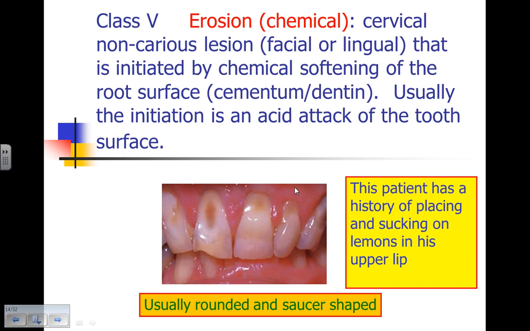A chemical erosive lesion is typically noted as being saucer-shaped and rounded, as we can see in the clinical picture that's being portrayed here of the maxillary anterior teeth. In fact, this patient is softening, dissolving, demineralizing their enamel because they have a history of placing and sucking on lemons in their upper lip. You will see many very odd oral habits that can have consequences on oral health, the appearance of tooth structure, and how tooth structure survives.